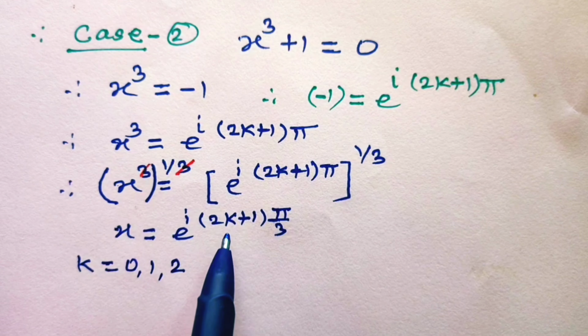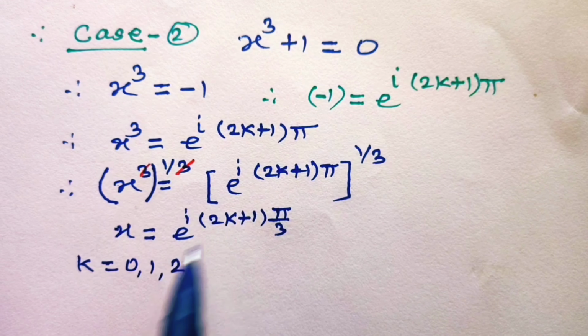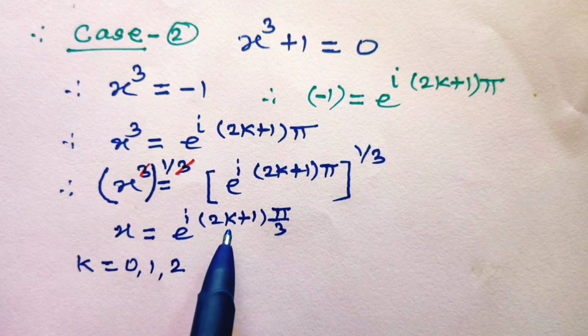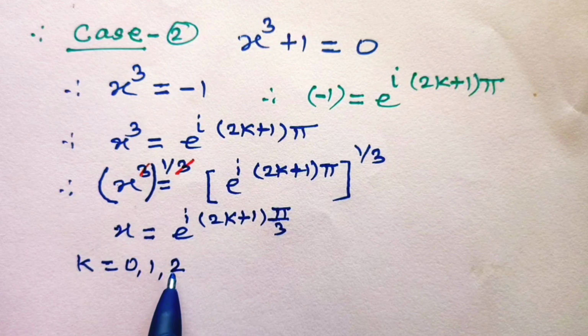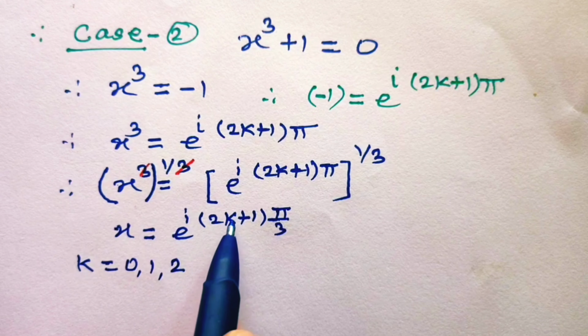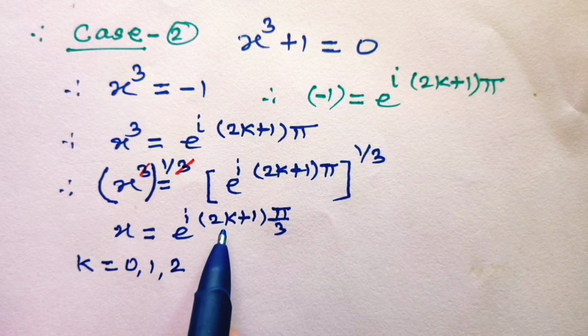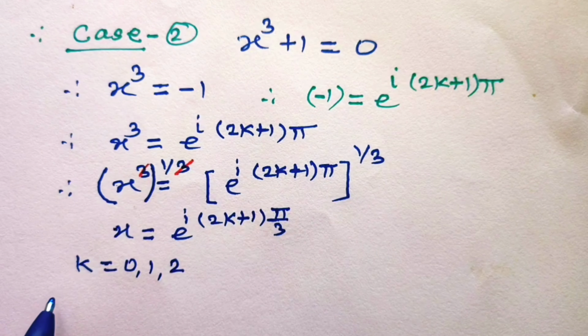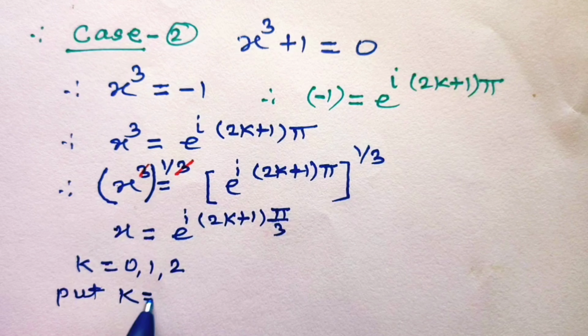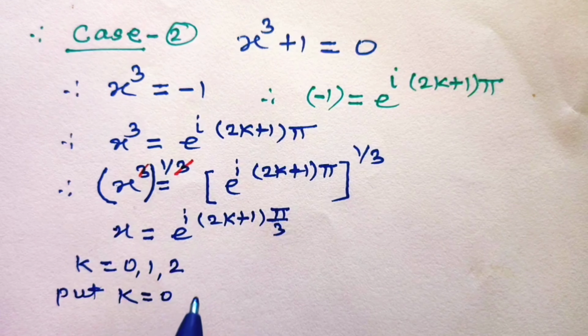Substitute k is equal to 0, that gives the fifth root of the given equation. Substituting k is equal to 1 in this, that gives the sixth root of the given equation, and substituting k is equal to 2 here, that gives the seventh root of the given equation. In this way, to get the remaining 3 roots, put k is equal to 0 in this equation.